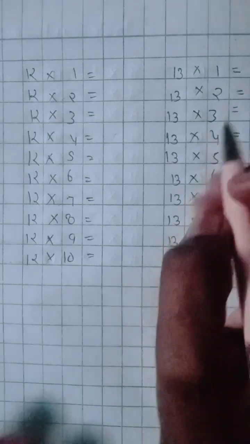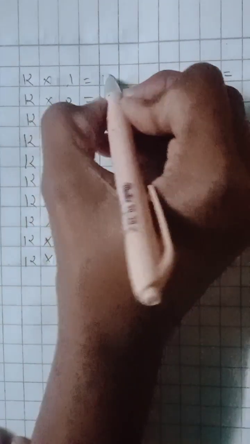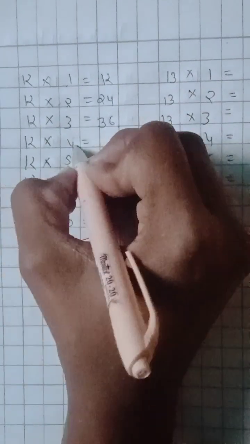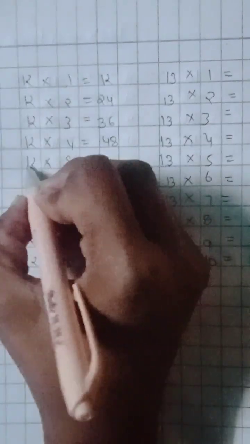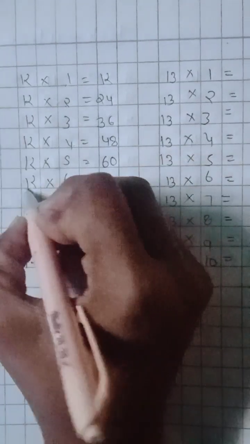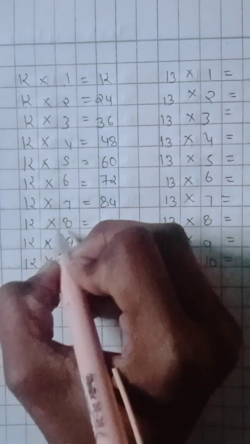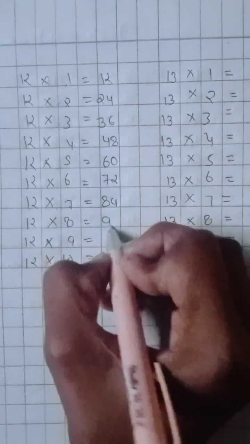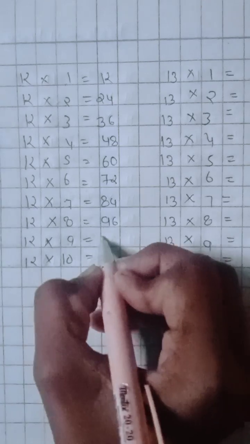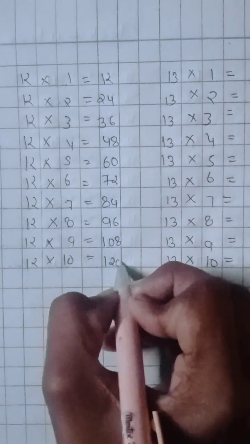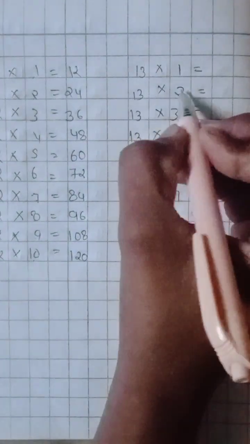Now we will start 12. 12 1 is a 12. 12 2 is a 24. 12 3 is a 36. 12 4 is a 48. 12 5 is a 60, 12 6 is a 72, 12 7 is a 84, 12 8 is a 96, 12 9 is a 108, 12 10 is a 120. Now start 13.